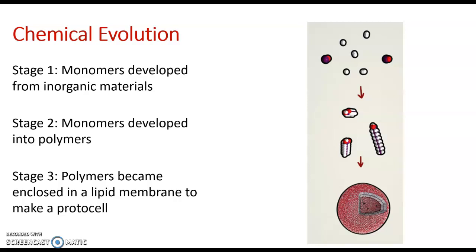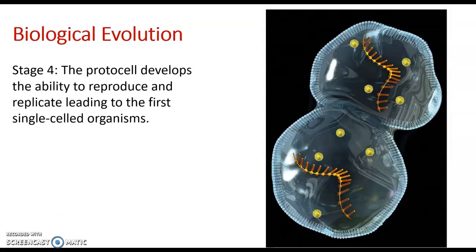Reproduction, or the origin of true life, containing all of those elements that we've talked about, comes in the 4th stage of the hypothesis, which we've entitled biological evolution. So stage 4 leads to the development of the first true cell that's capable of DNA replication and exact cell division. And this, we remember, is one of the hallmarks of life.